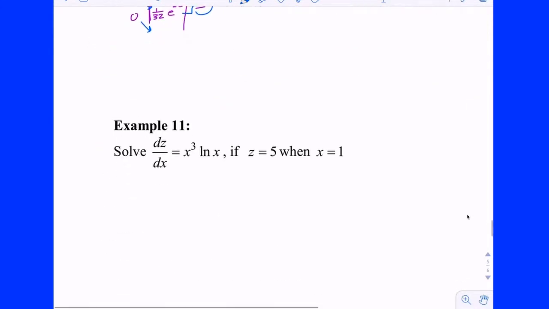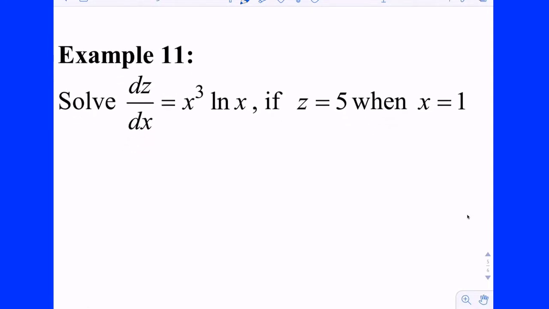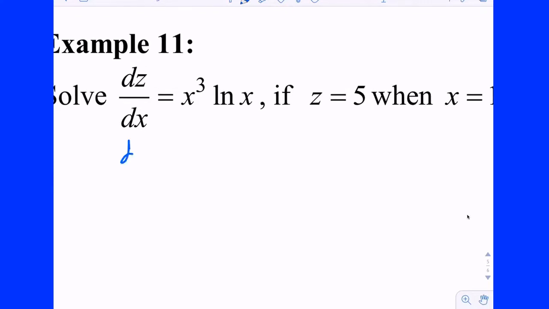All right, example 11. Solve dz/dx equaling x cubed natural log of x if z equals 5 when x equals 1. We're solving a differential equation. What should we do first? It's in Leibniz format. Separate the variables, yeah. So dz equals x cubed natural log of x dx. Integrate both sides.